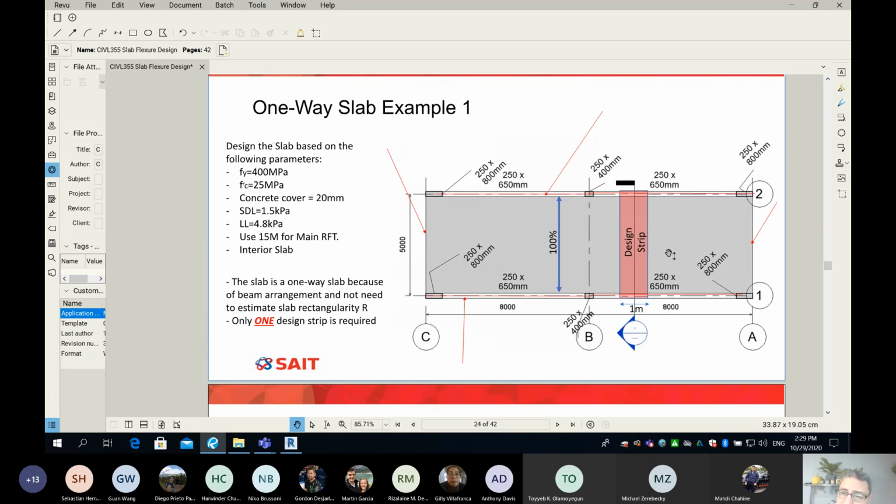It is the same design strip, because all of them have the same span. All of them have the same support configuration and they are identical. So to solve this problem, honestly, I need only one design strip. And when I'm able to design it, because all of them are identical, I can apply the same design on those 16 meters.